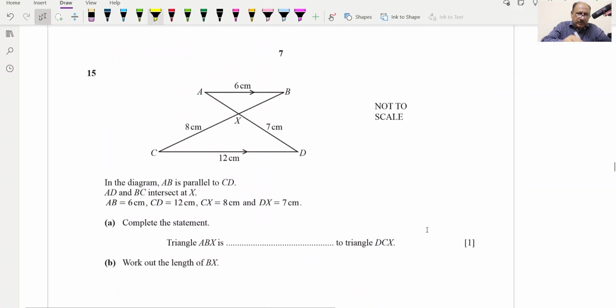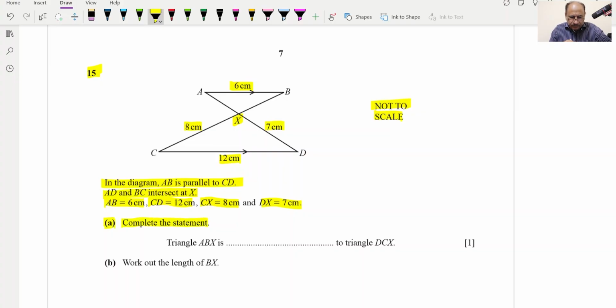Now question number 15. A diagram is provided which is not to scale, and in the diagram AB is parallel to CD. CD is this one, AB is this one, so these two are parallel. Then AD and BC intersect at X. So these two lines AD and BC are intersecting at X. AB is equal to 6 centimeter, CD is equal to 12 centimeter, CX is 8 centimeter, and DX is 7 centimeter. So these measurements are provided.